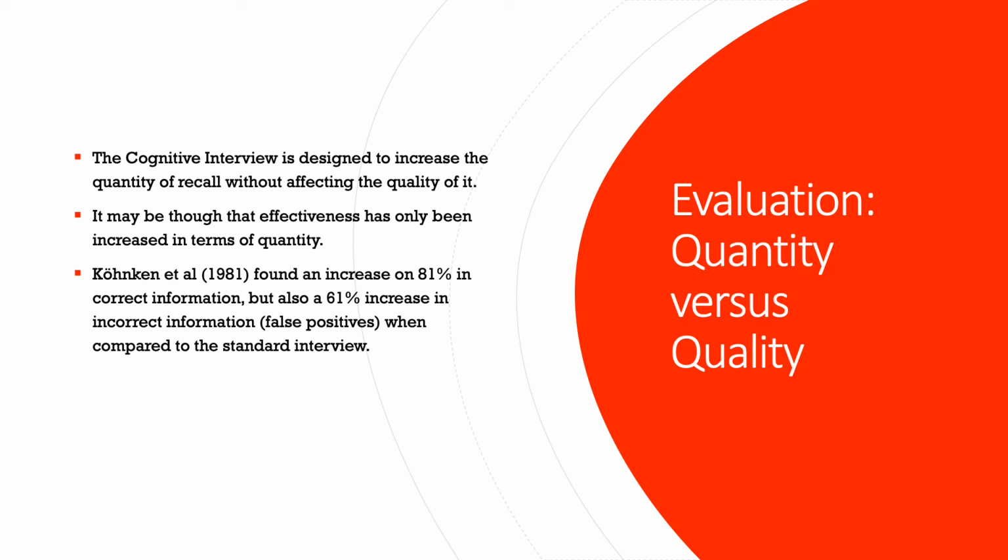of 81% in correct information, which is great, but he also found a 61% increase in incorrect information, false positives. So witnesses remembering things that weren't actually there when compared to a standard interview. So when police are treating information that's been gathered by a cognitive interview, it has to be done with caution, because it doesn't mean that the information gathered is completely 100% accurate.